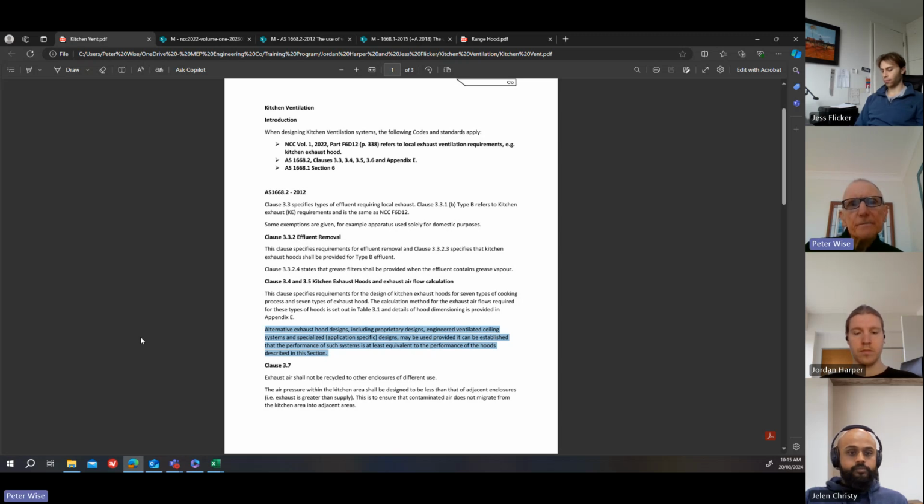And the benefit of them from a mechanical point of view is that they normally have quite a bit less requirement for airflow. They've been tested and proven to work effectively with much lower airflow rates than what you would get for an AS 1668 design. Okay, but there's a cost involved, a large cost. So that's just something to keep in mind.